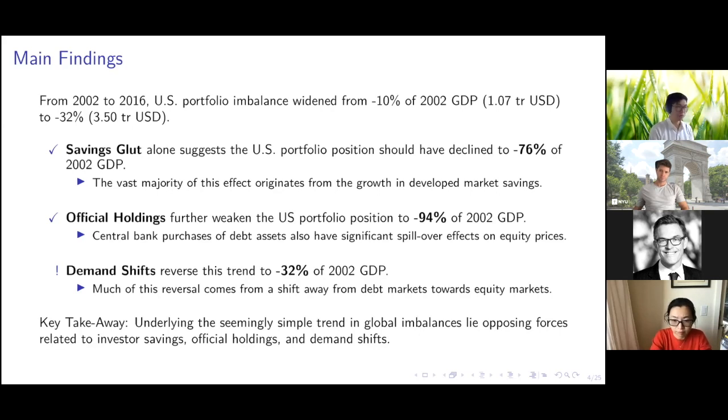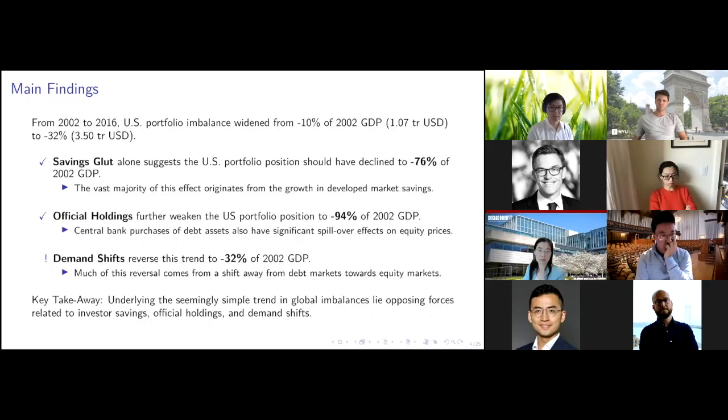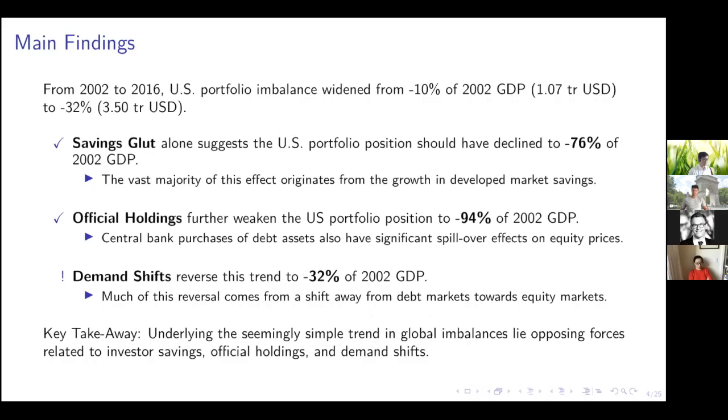Looking at the global savings glut alone, so changes in investor savings relative to issuances, suggests that the US portfolio position should have declined by up to negative 76% of 2002 GDP. This is vastly overshooting what the data shows. The vast majority of the effect we're going to see comes from growth in developed market savings rather than emerging market savings. We're also going to show that official holdings, so foreign central bank purchases, widen the US portfolio position by an additional negative 94% of 2002 GDP.